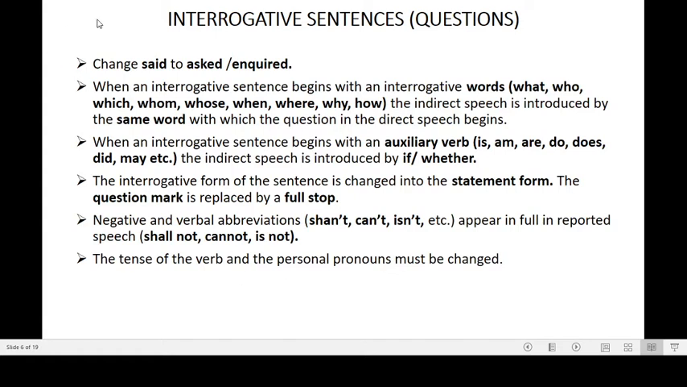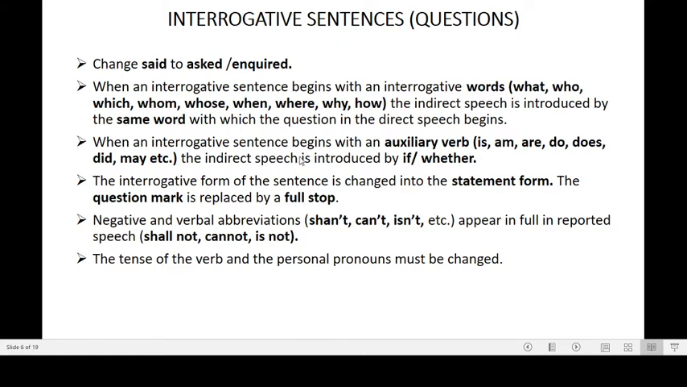And you see, we will look at the same thing here. Change said to asked or inquired. In assertive sentences we use said as a reporting verb, but in interrogative sentences we use asked or inquired. And when an interrogative sentence begins with an interrogative word like what, who, which, whom, whose, when, the indirect speech is introduced by the same word. In the indirect speech also we retain the same WH word.